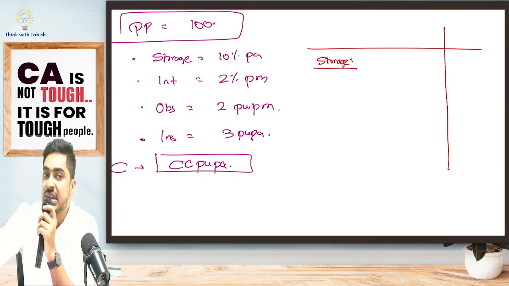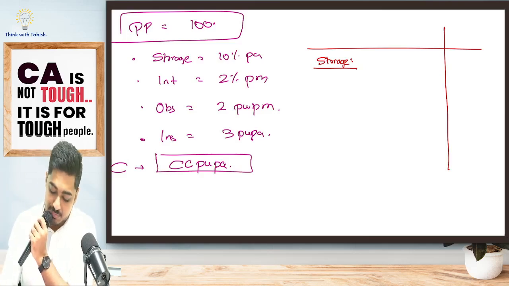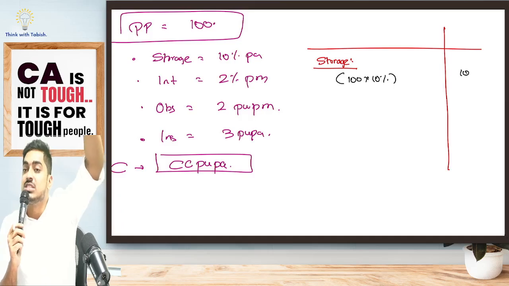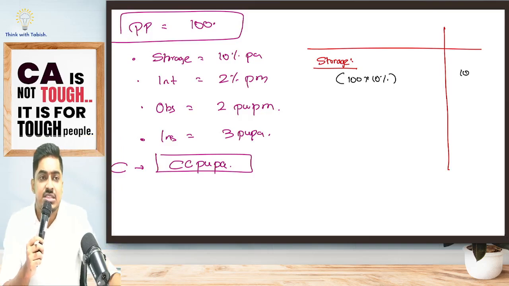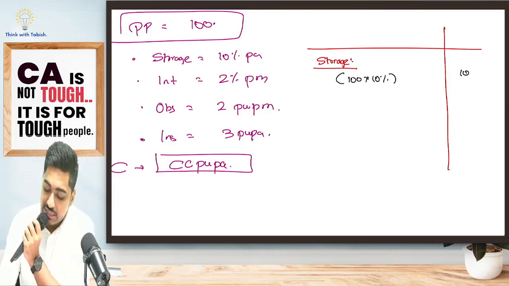It is 10%. Whenever I see a percentage, I will close my eyes and put it on purchase price. 100 into 10%, 10 rupees. Now tell me, how is this percentage given? Per annum. What do I want? I also want per annum. Is there any tension? No. Yes or no, everyone?